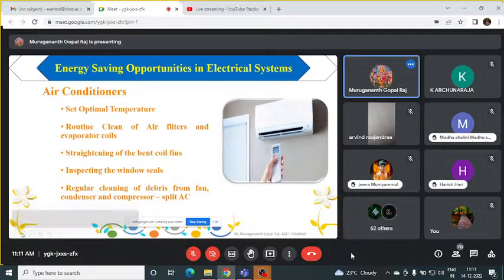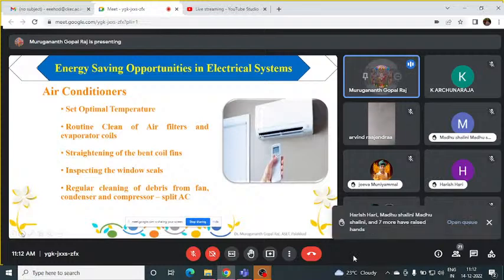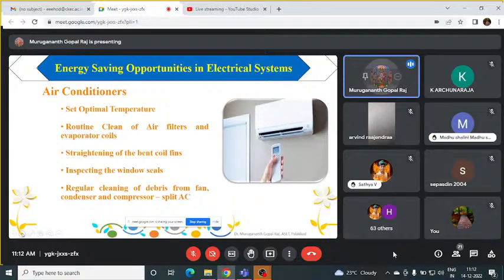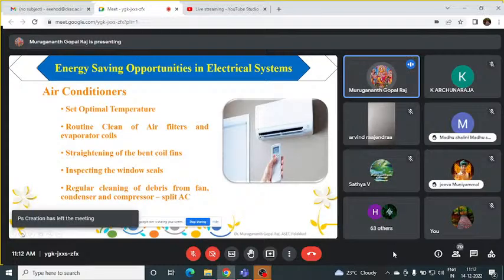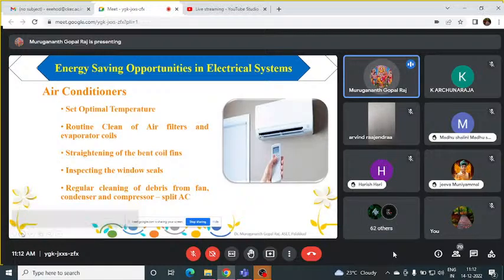So in the air conditioner, what are the do's and don'ts? First one is set the optimal temperature. Earlier, the optimal temperature was given as 18 degrees Celsius, but because of greenhouse gas emissions and the climatic effects, the global climate change sector has made the optimal temperature 23 degrees Celsius. That's why whenever you switch on recently purchased air conditioners, you can see the minimum temperature is 23 degrees Celsius. Right? So set the optimal temperature. That is very, very essential.